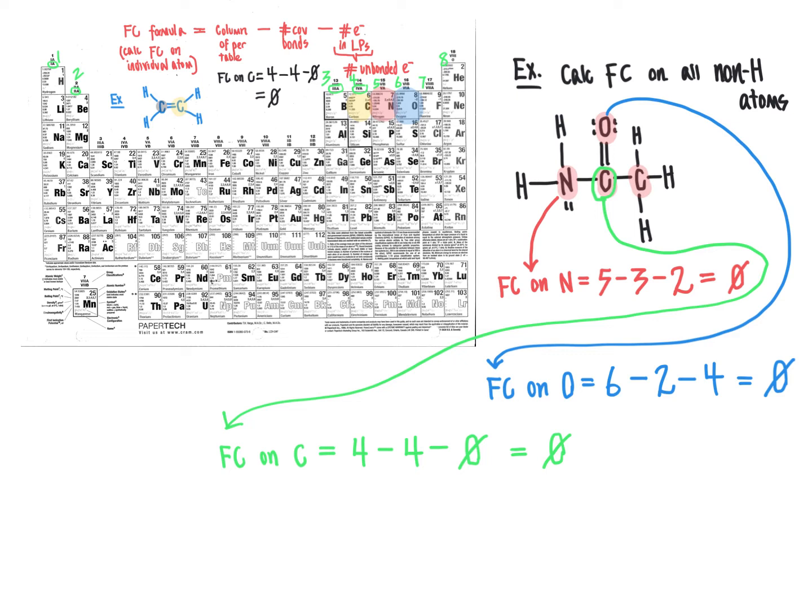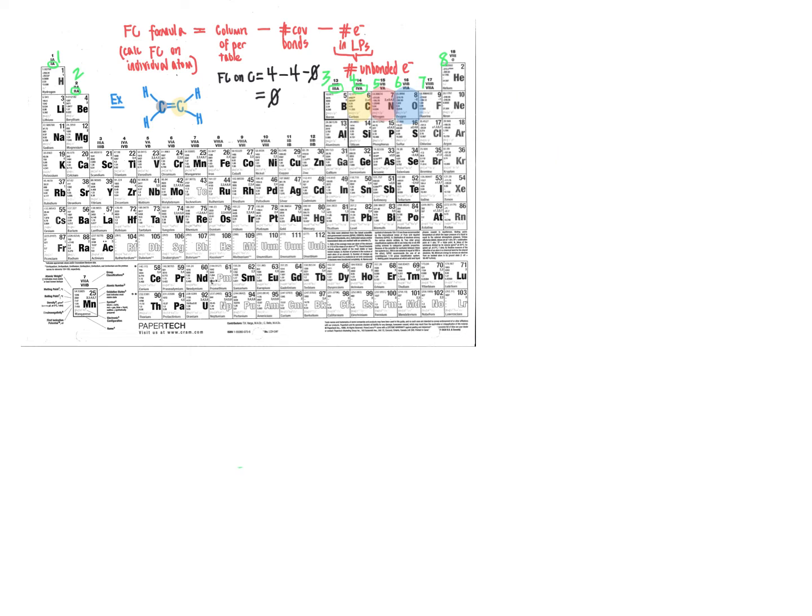So the same calculation would apply toward this carbon atom right here, because this carbon also has a total of 4 covalent bonds and no lone pair electrons. Now let's go ahead and clean off the slate and do one more example problem to make sure that we have got this concept down.